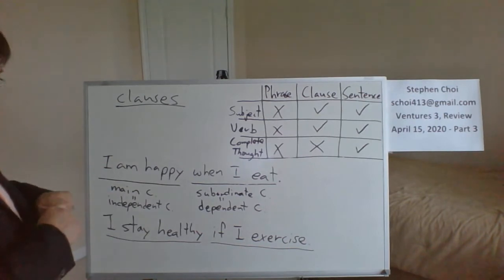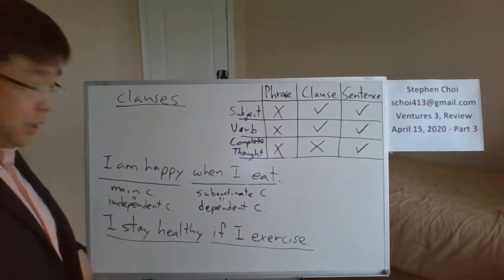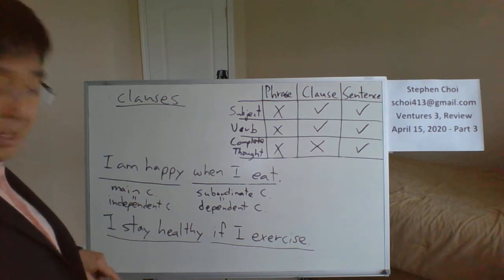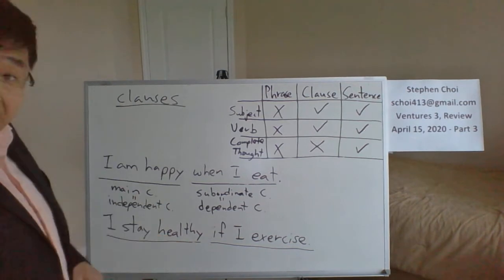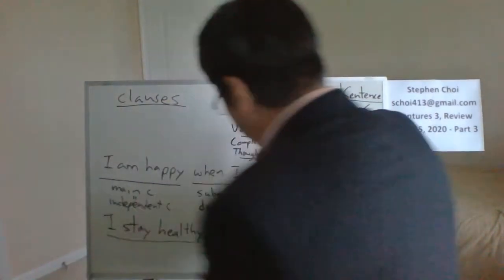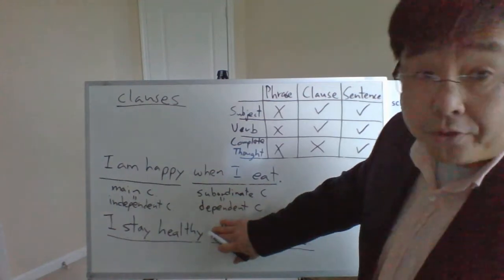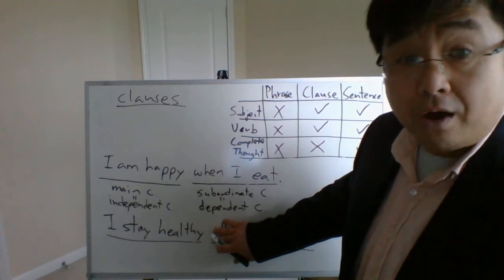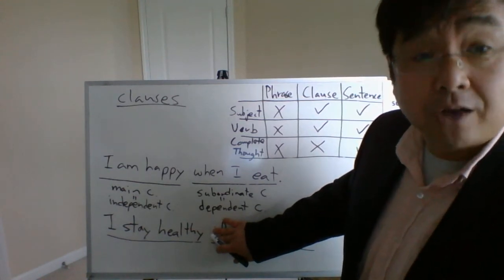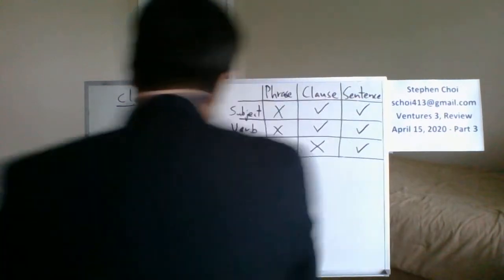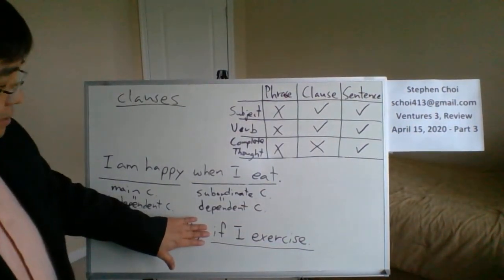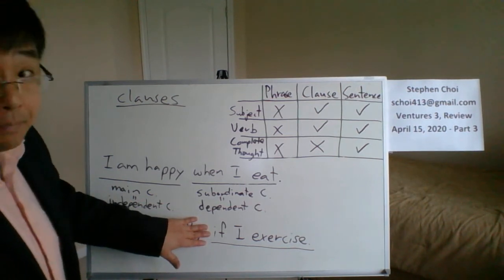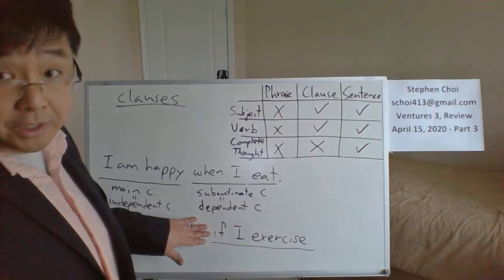Okay? All right. Now, which one is the main clause or the independent clause? Exactly. "I stay healthy." Why? Because even if I cover that up, "I stay healthy" is a good sentence. Subject, verb, and a complete thought. So that's the main clause. That's the independent clause. But what if I cover up this? "If I exercise." What is that one? That's the dependent clause, right? That's the dependent clause or the subordinate clause.